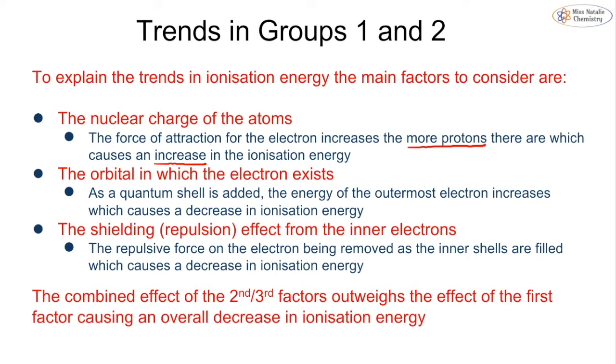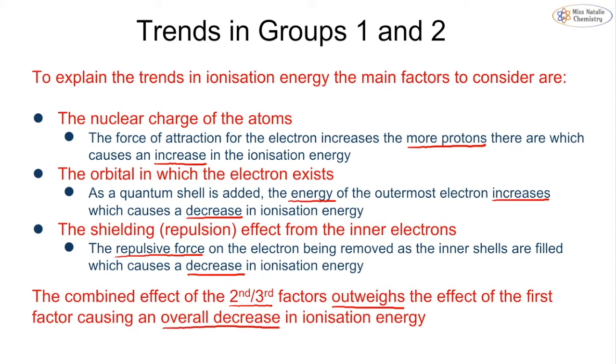However, the orbital in which the electron exists is going to be at a higher energy, therefore the energy required to remove it tends to be less. So this addition of the quantum shells and increasing the energy is going to cause a decrease in the ionization energy. And the shielding and repulsion effects from the inner electrons, again, that repulsive force is going to increase because we're going to get more and more electrons, so more and more repulsion, and that will cause a decrease in the ionization energy. So the combined effect of the second and third factors vastly outweighs the effect of the first, giving us an overall decrease.